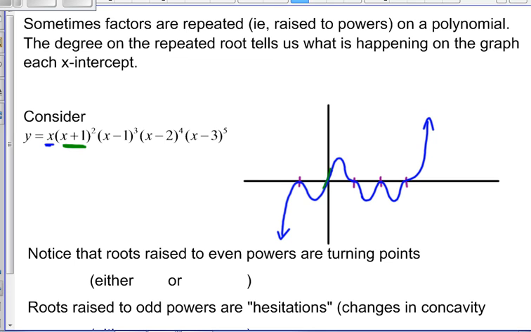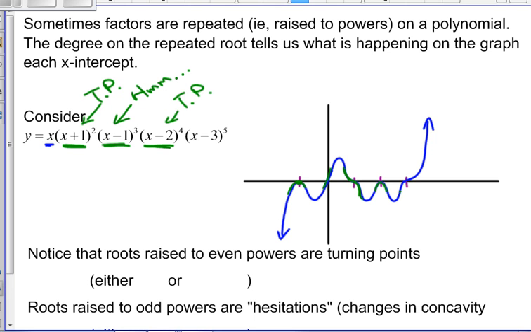Now let's look at the next one. X plus 1. That's an x-intercept at negative 1. Ooh, this was an x-intercept, but it was also a turning point. Okay, this one over here, this would be at 1. Let's see what happens there. Well, there's a funny sort of, it's going down, it's going to turn around, and then it decides to go through anyways. It's like a hesitation. Okay, let's check out what happens at 2. X minus 2, we get another turning point.